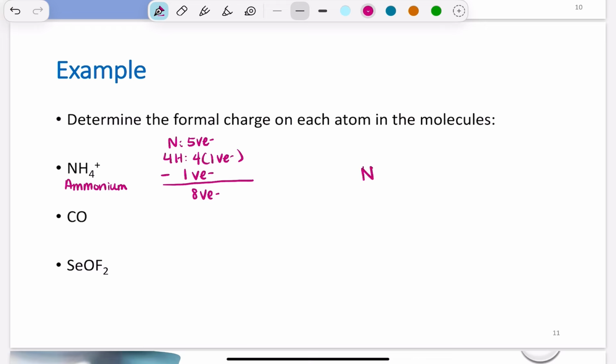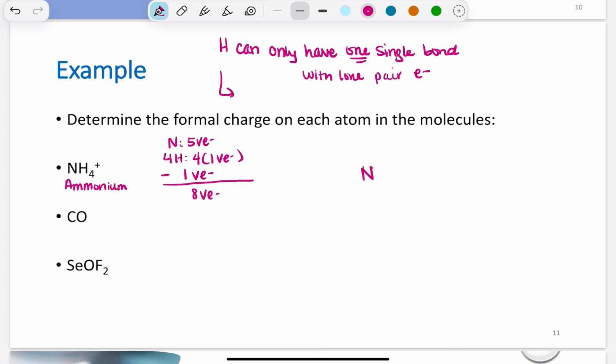Now, nitrogen has to go to the center here. I realize electronegativity-wise, it's more electronegative than hydrogen, but hydrogen cannot have more than one bond. Ever, no exceptions. It does not have space for it. So remember, hydrogen can only have one single bond. And if it has that bond, it has no lone pairs. Hydrogen can only hold 2 electrons total. And that bond is it sharing 2 electrons, so it's holding on to 2 electrons.